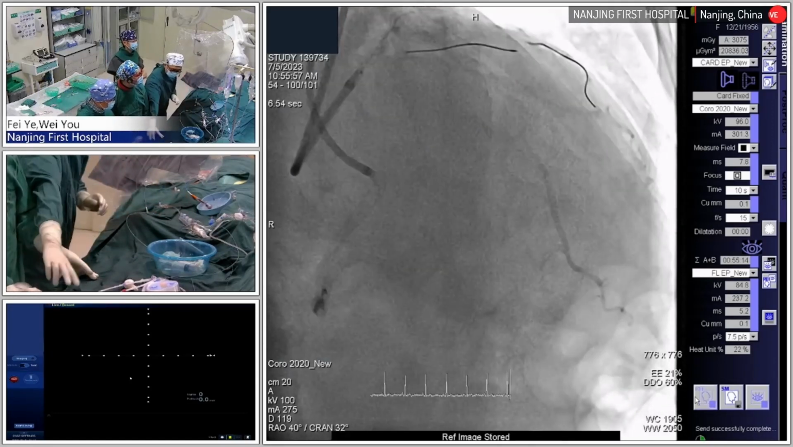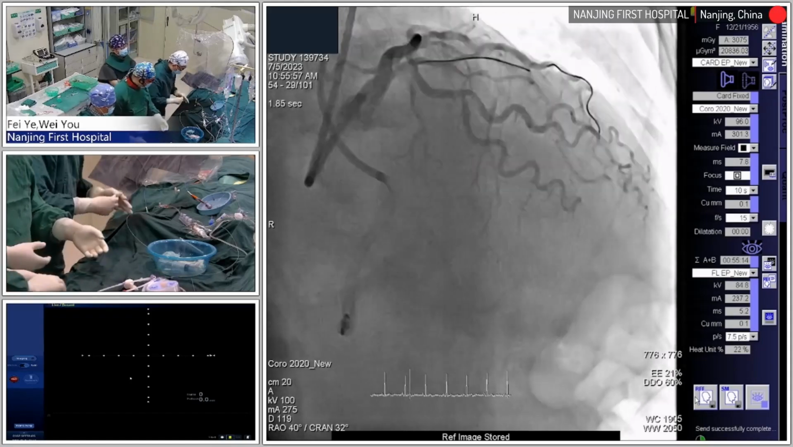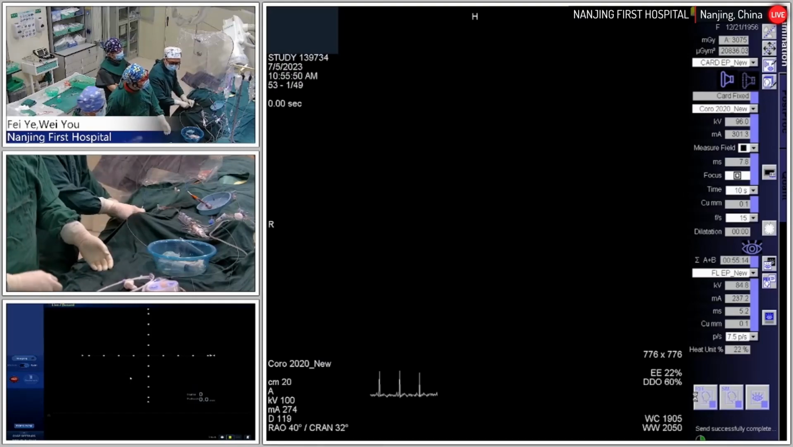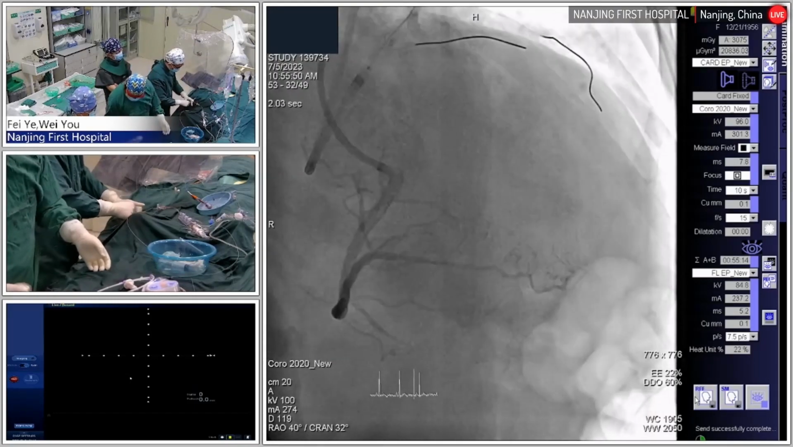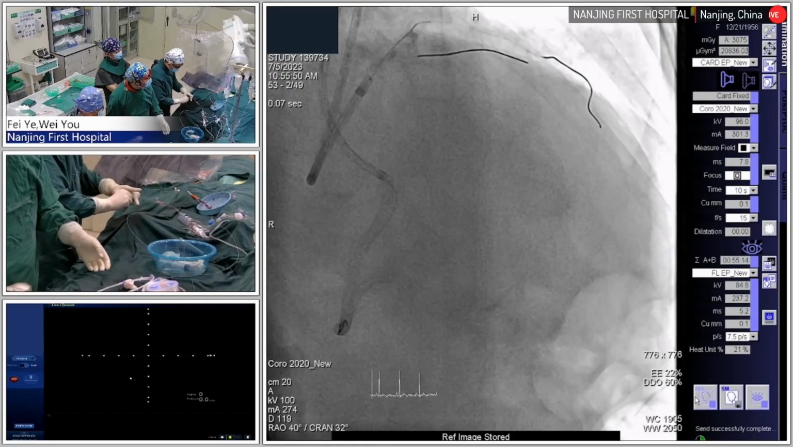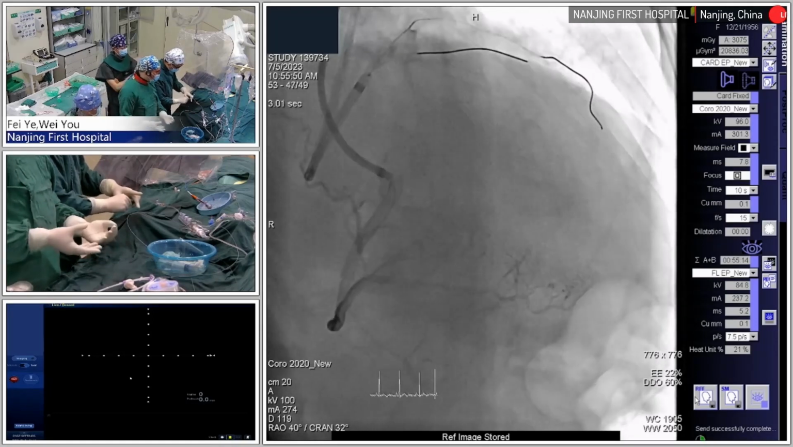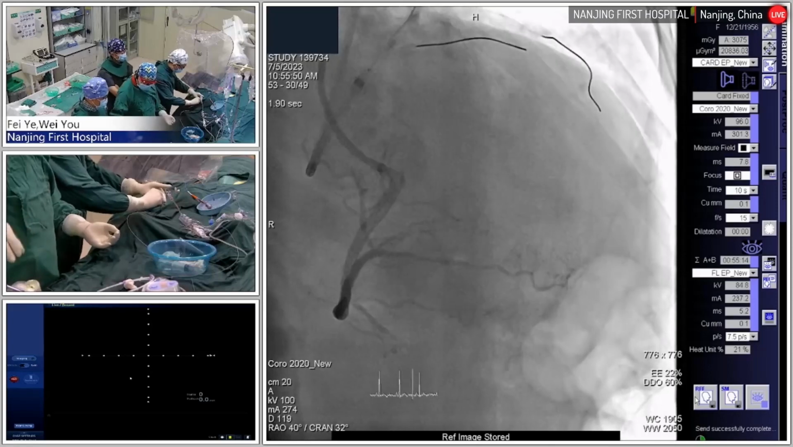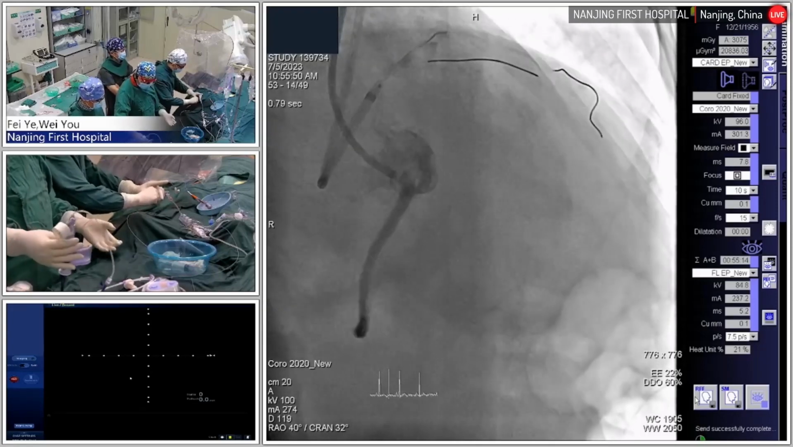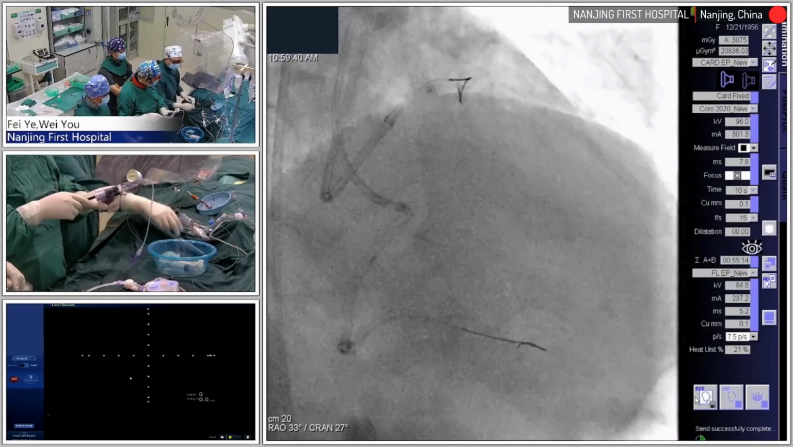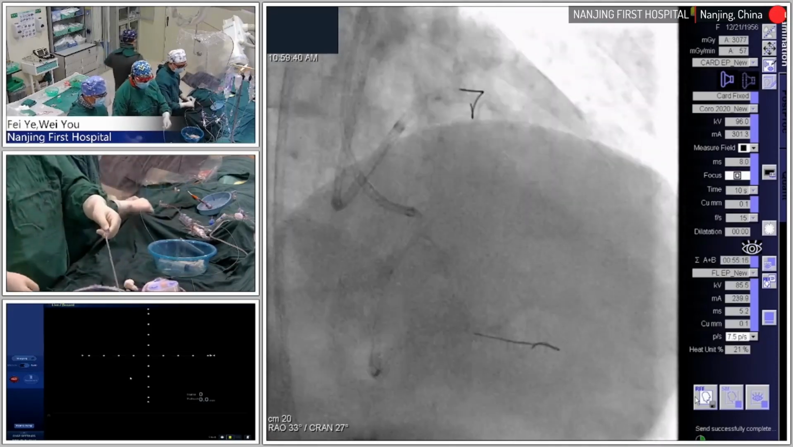Previous one? No, still the previous one. Maybe the previous angle? RCA angle. Yes, here, frozen. Okay, enough. No, it's not good. New one, please.